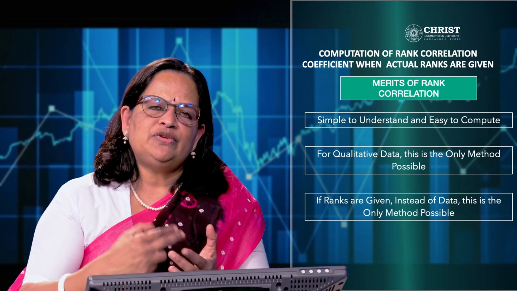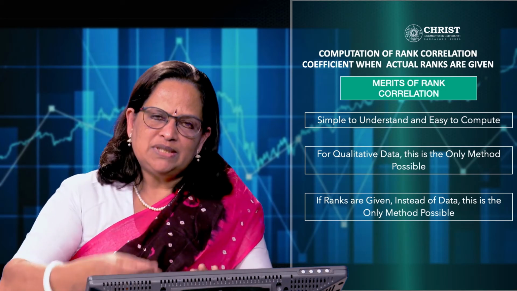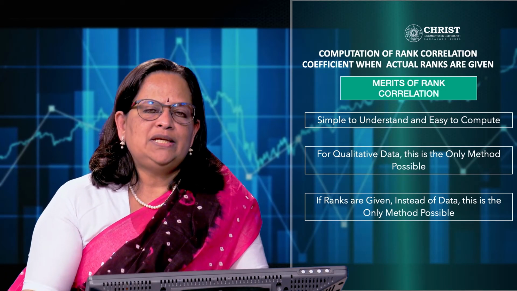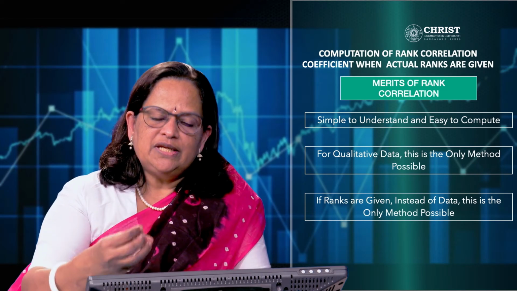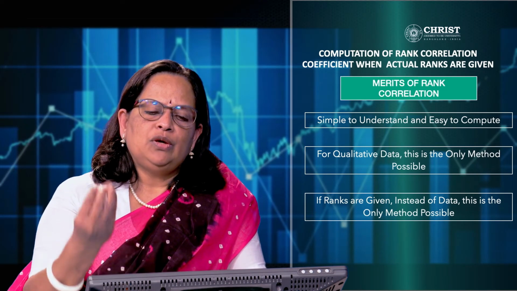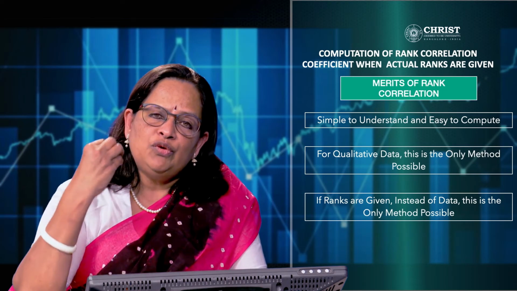There are two methods of giving information. One is the numbers, the quantitative information we will get. Then you can use Karl Pearson's coefficient of correlation. But if you are getting qualitative information or if you are getting ranks, then if you want to calculate, you can use only rank correlation.